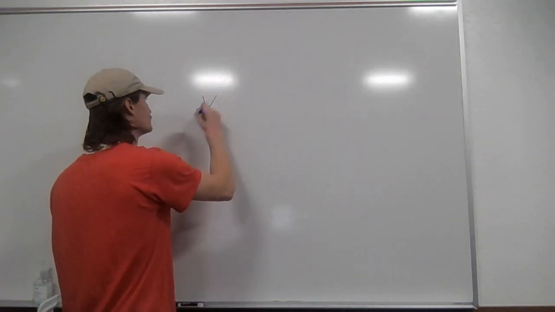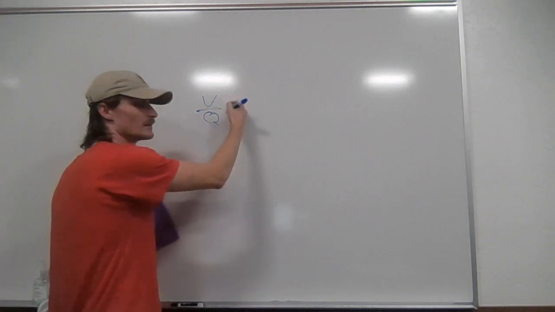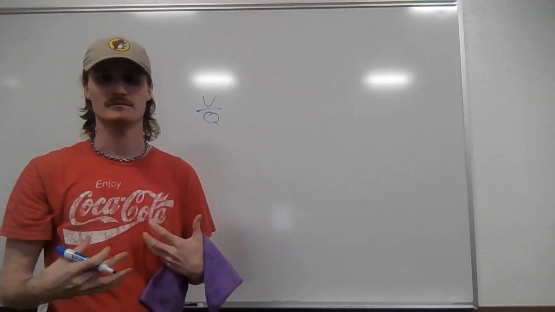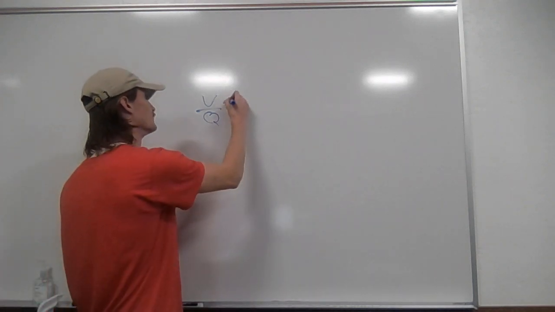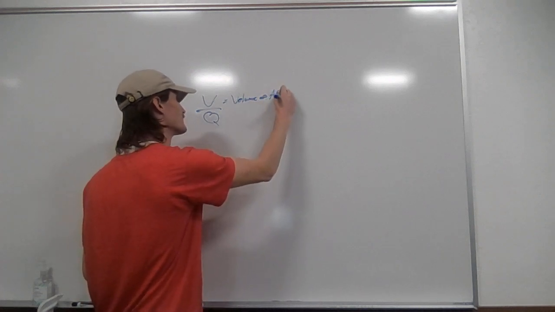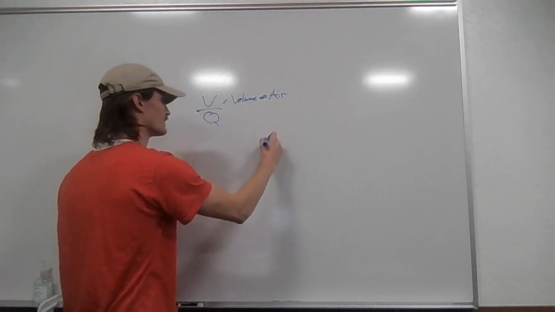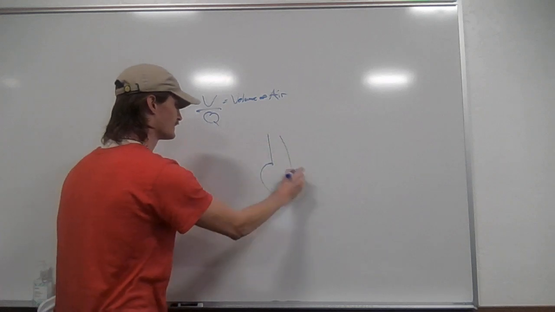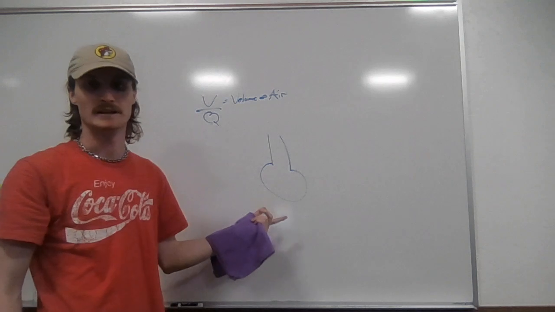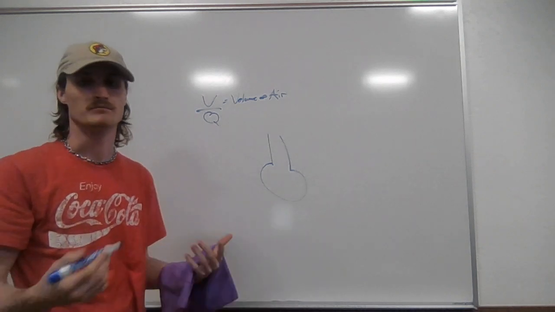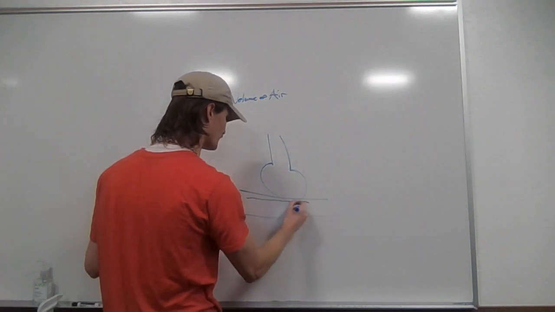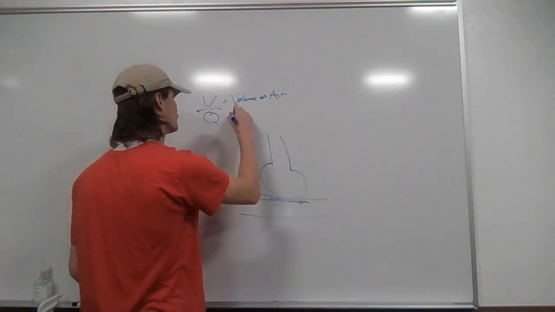And this is quite simple, V over Q. Basically, V is going to be the volume of air reaching the alveoli. I'll draw right here. So it's how much air is getting into the alveoli. And then Q is going to be the amount of blood that reaches the alveoli. So if we have a catheter here, that's going to be the blood that reaches here as well. There's going to be blood.